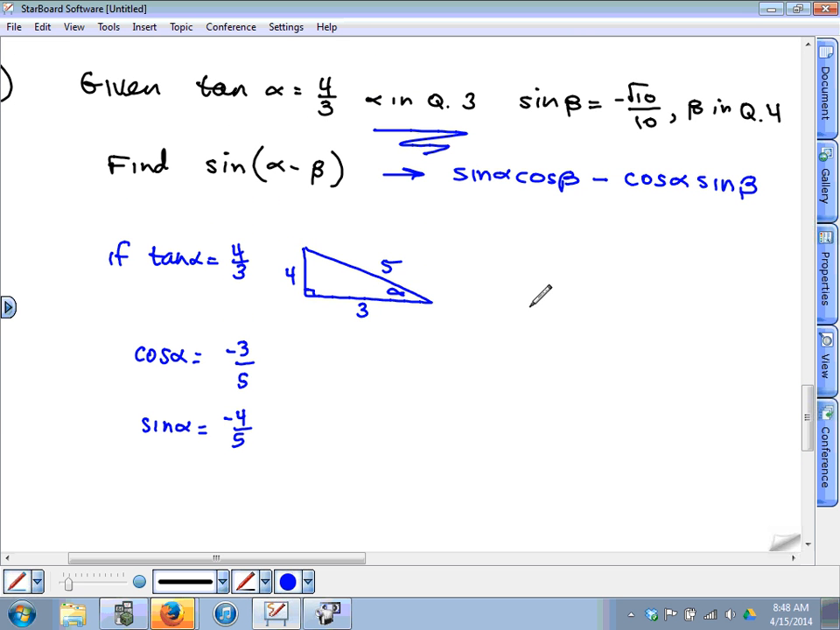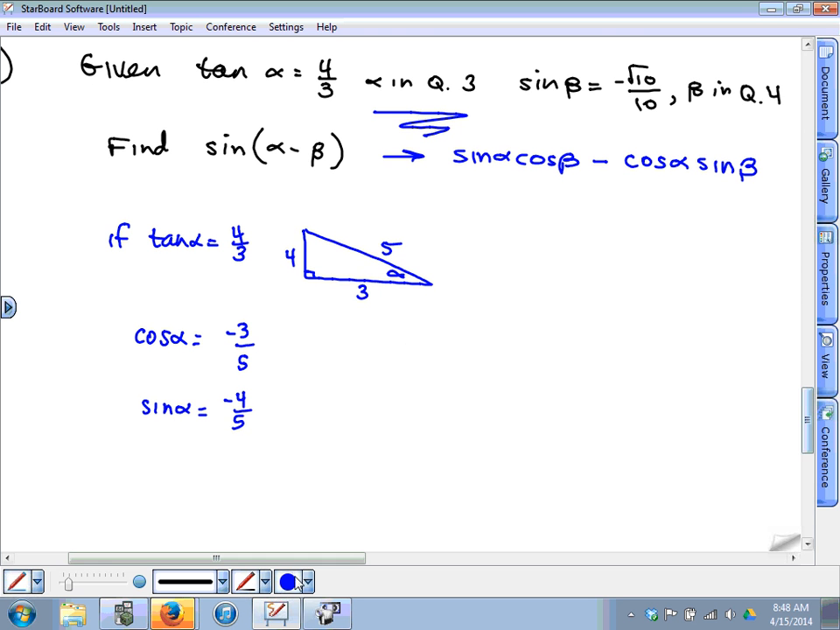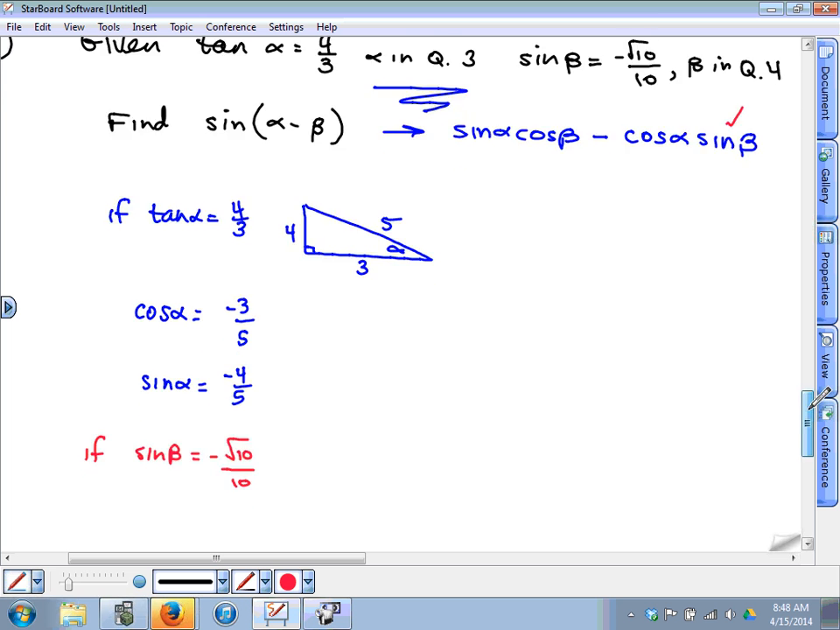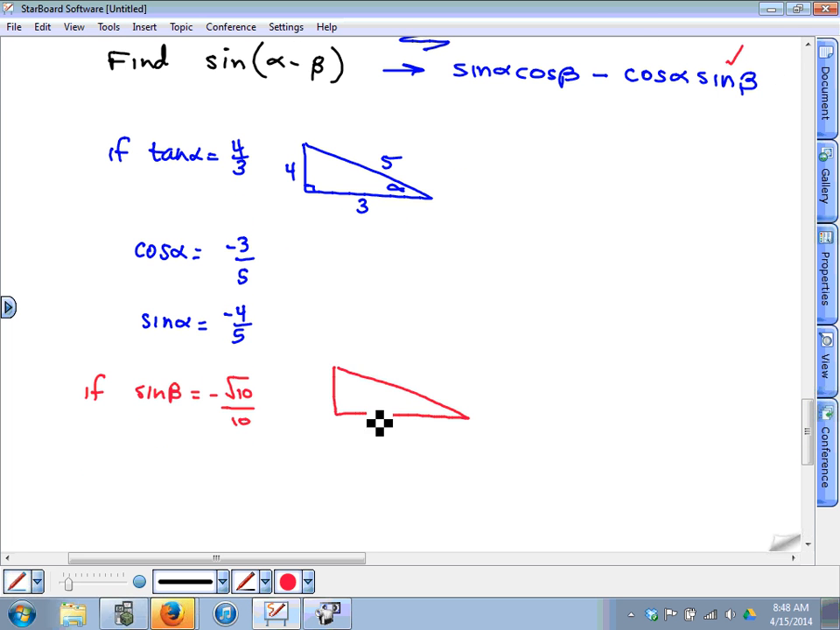All right, let's do the more fun part here, sine of beta. The sine of beta is equal to negative square root of 10 over 10. Well, we already know sine of beta, so what's the only thing we need to find here? We just need to find the cosine of beta. So let's make another triangle. Now we can put beta here. Opposite is negative square root of 10. Hypotenuse is positive 10. Don't you drop the negative? Technically we can. It's not going to make a huge difference because when you square it, it becomes positive anyway. So if we want to drop it, we can do that.